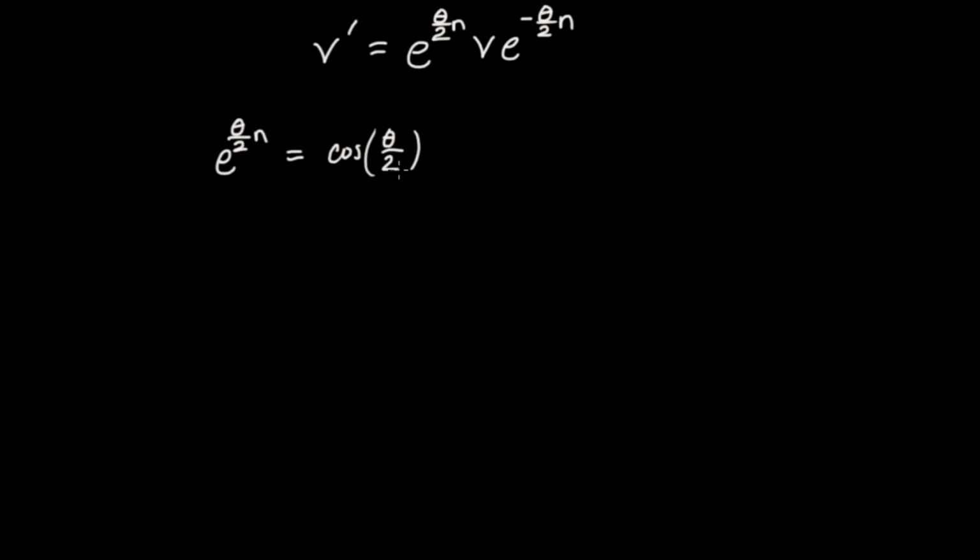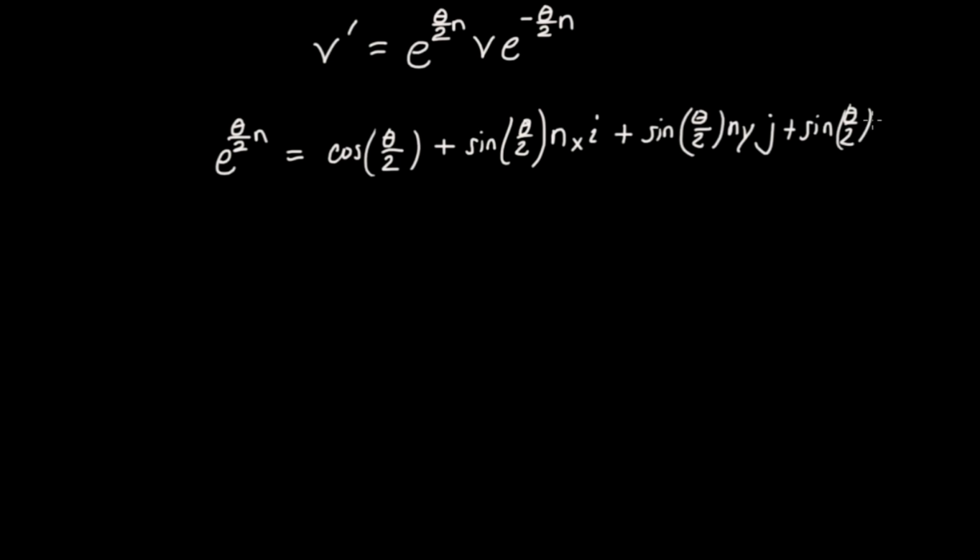That's going to be the scalar part of the quaternion, plus sine theta over 2 times the x component of the normal vector times i, plus sine of theta over 2 times the y component of the normal vector times j, and then plus sine theta over 2 times the z component of the normal vector times k. So that's what that quaternion exponential is going to look like.